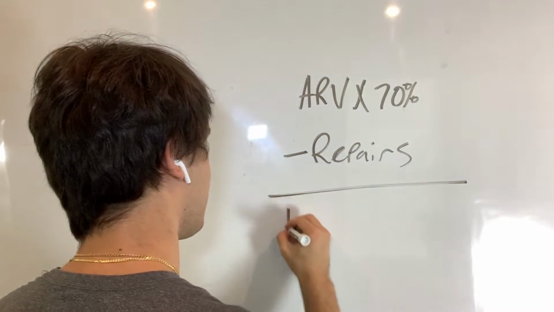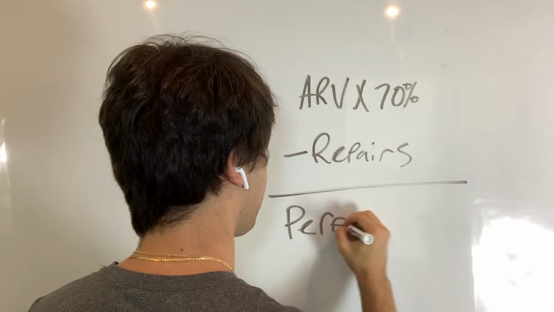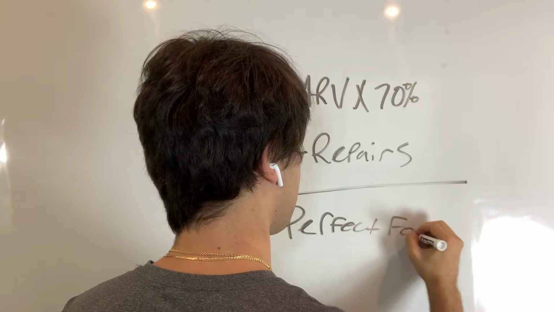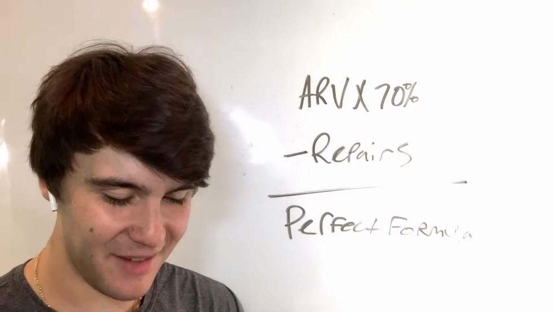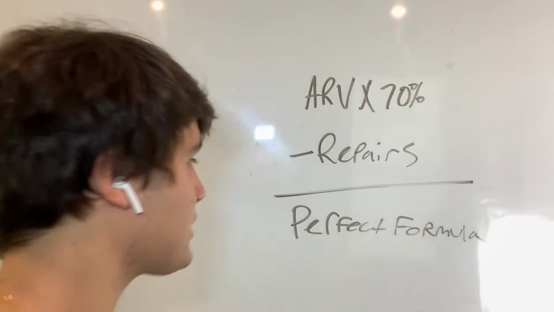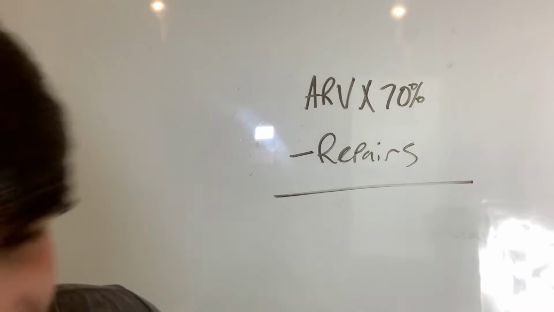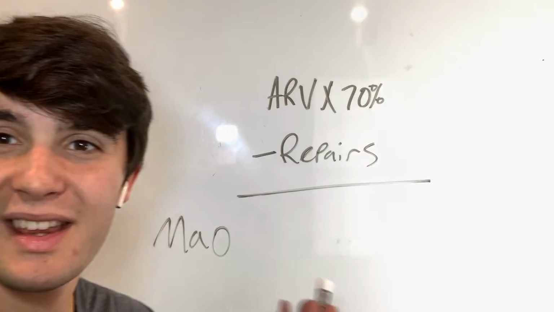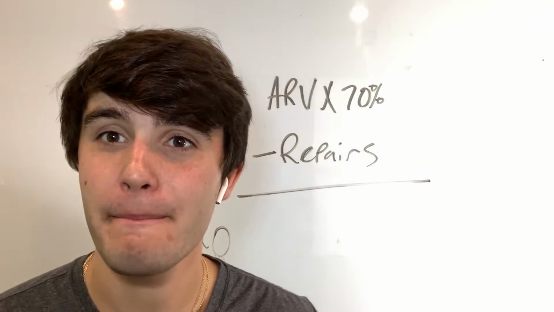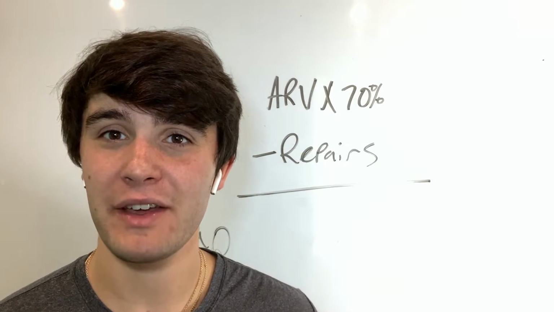What is the perfect formula? So if you want to write that down, it's very simple here. But that actually calculates the, I don't get all technical here, but the MAO. So the MAO is the max allowable offer. That is the most we should ever get the wholesale deal for. And that is 70% of the ARV minus repairs.